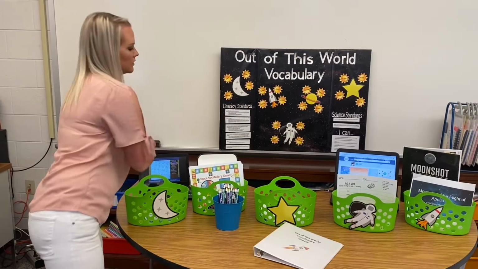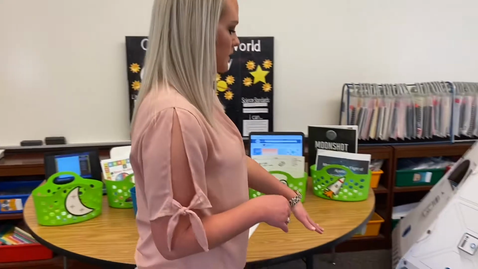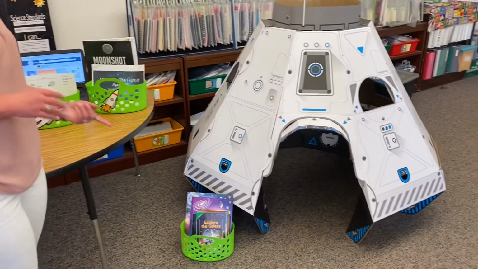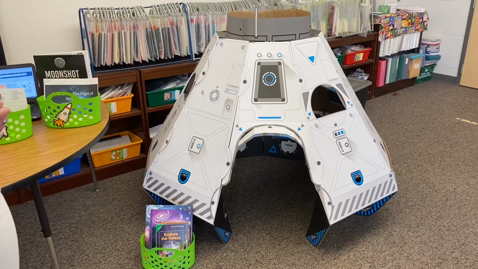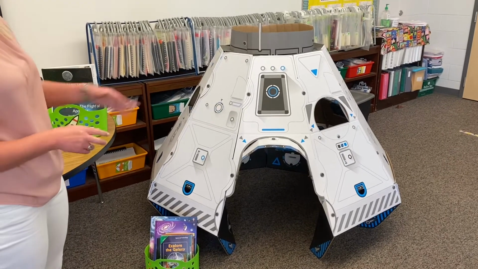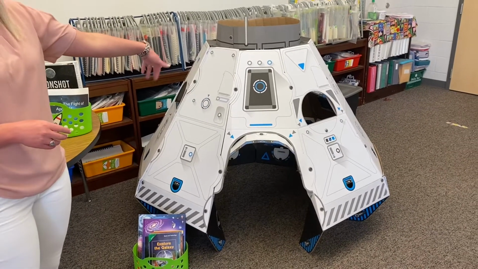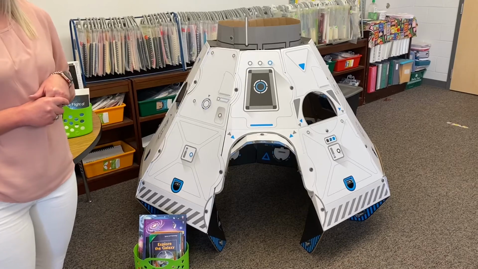And there's also a variety of books down here that they can choose to read. There are different grade levels and genres. And then for the flexible reading spot, we have the Space Pod that they can get a book and a flashlight and go in and read if they choose.